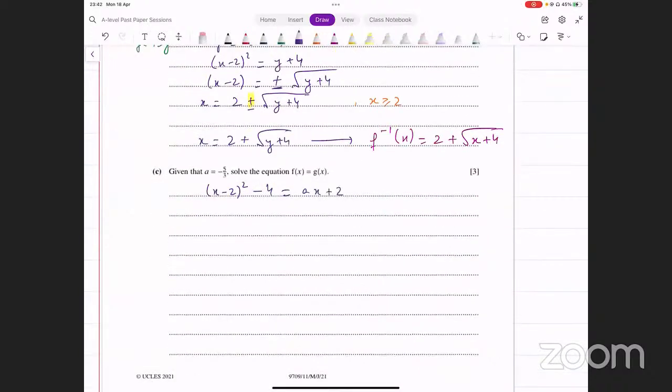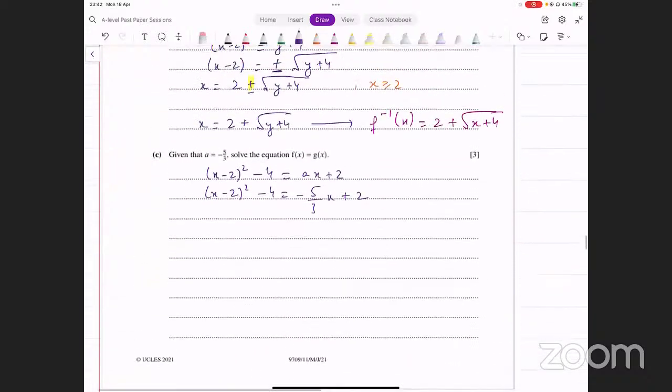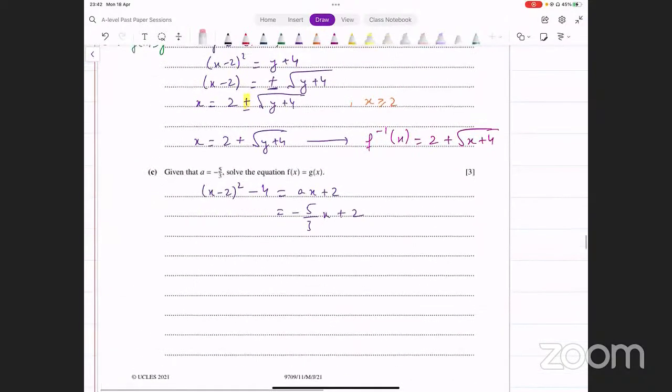a की वैल्यू उसने बताई हुई, a की वैल्यू आपको क्या यूज करनी है? a की वैल्यू यूज करनी है -5/3, so -5/3x plus 2. ठीक है, so this is the equation that we've got. Left side को expand कर लेते हैं. X minus 2 whole square, that's going to be x square minus 4x plus 4 minus 4, and that equals this. And that gives us x square minus 4x plus 5/3x plus 2.